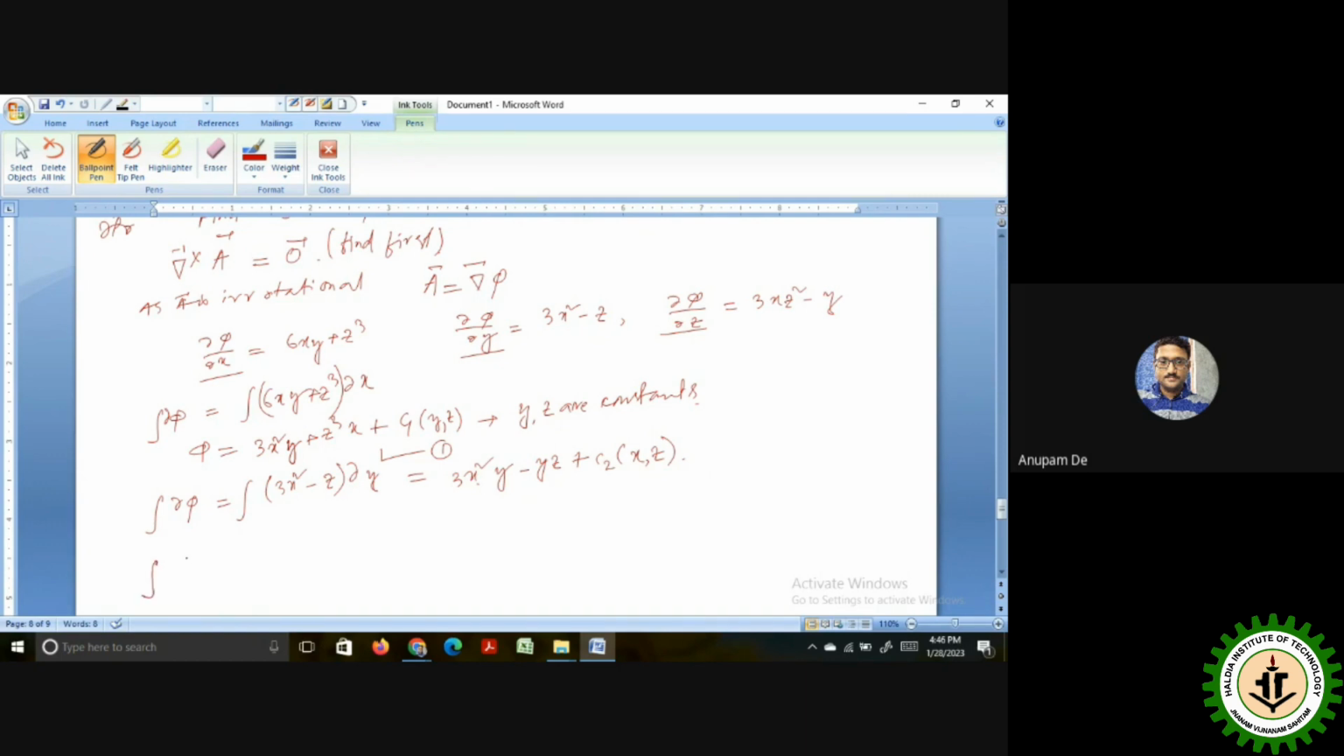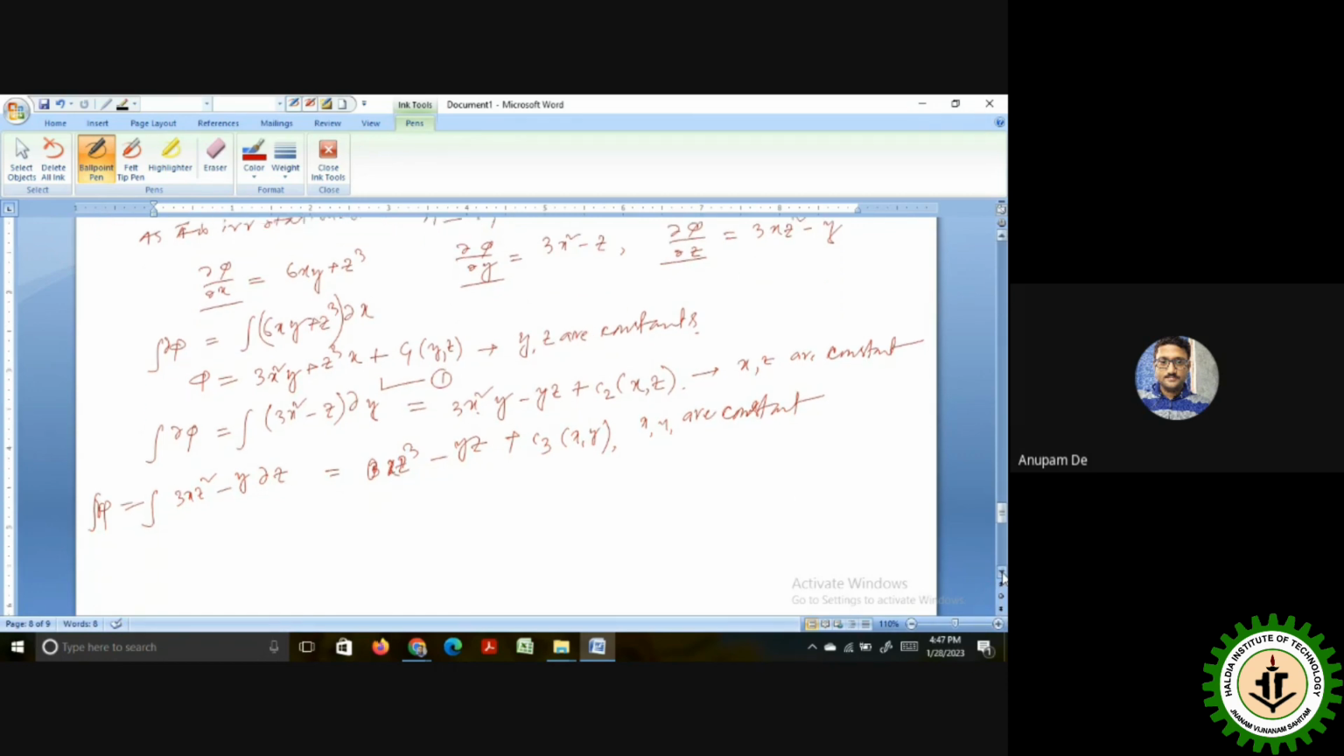And the third one is thrice x z square minus y, that is del phi equal to this del z, that is thrice x z cube by 3, that is x z cube, minus yz plus c3 of x and y, where x and y are constants. Here, x and z were constants.